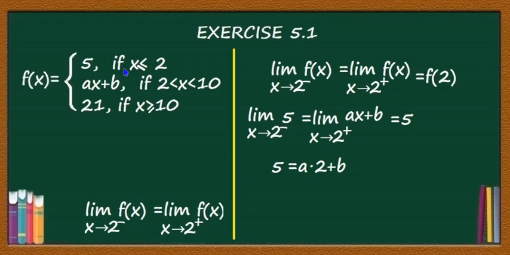Just put x equal to 2 here, and put x equal to 2 here. a into 2 plus b is equal to 5, that is 2a plus b is equal to 5, and call this equation 2. Now you have to solve these two equations to find the values of a and b.